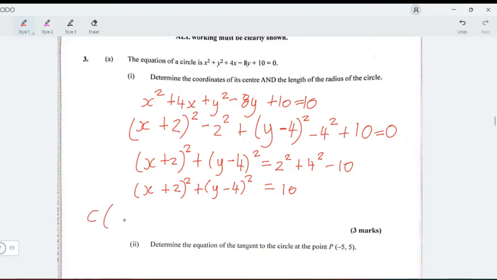In that case, the center is, set this be 0, you get negative 2. Set this be 0, you get y equal 4. So the center is negative 2, 4, and the radius is equal to the square root of the number, so square root 10 units. That's it.